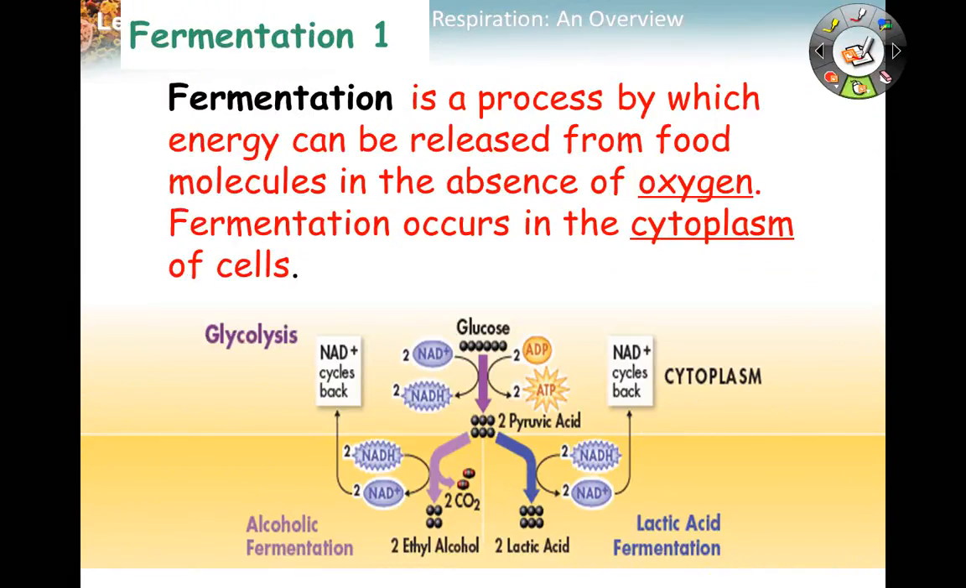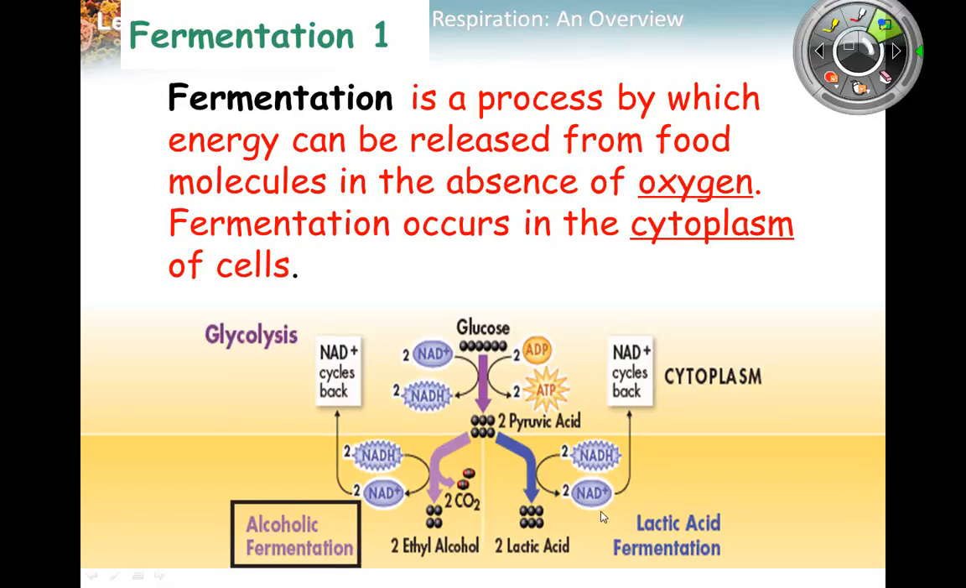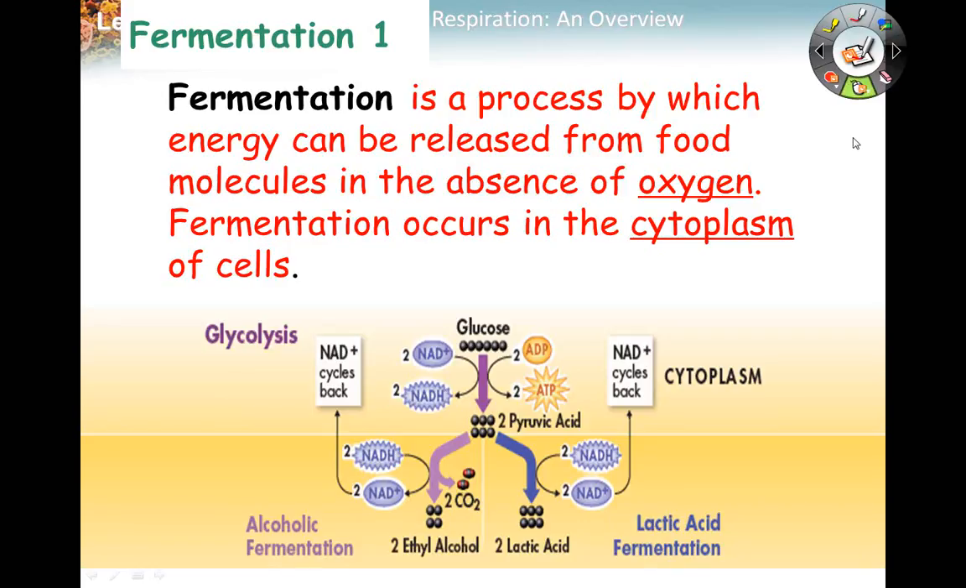So, you go through what's called fermentation. Fermentation is a process by which energy can be released from food molecules in the absence of oxygen. Fermentation occurs in the cytoplasm of cells. As you can see from this picture, today we'll be covering two types of fermentation: alcoholic fermentation and lactic acid fermentation. Lactic acid fermentation is the type of fermentation that people go through. Alcoholic fermentation is the type we use to make beverages like wine and beer.